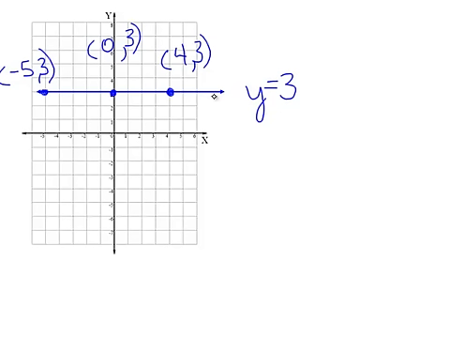Now this does have a slope. The slope happens to be 0. There is a difference between 0 slope and no slope. It is a slope. It happens to be 0. A vertical line has no slope. So once again, there's a difference between 0 slope and a vertical line having no slope.